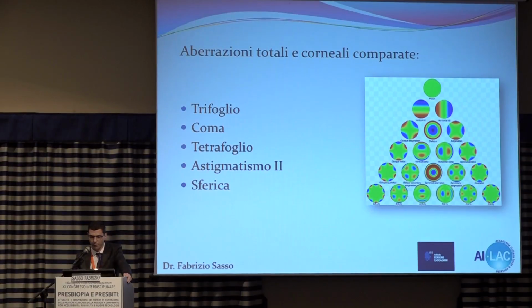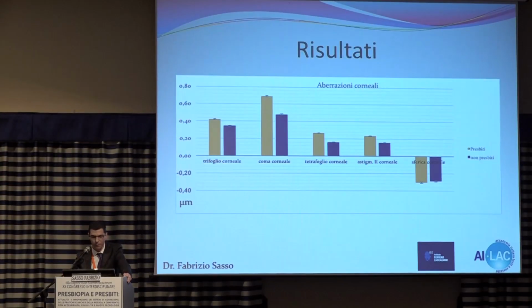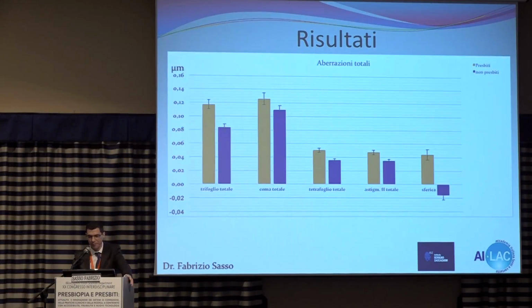These are the total and corneal high order aberrations that I have taken from the instrument. So trefoil, coma, astigmatism, and here you see the results of high order corneal aberrations. They all increase, some a bit more, some a bit less. However, there is statistical significance, which is only true for trefoil and coma. For all the others, the value is a little bit higher.